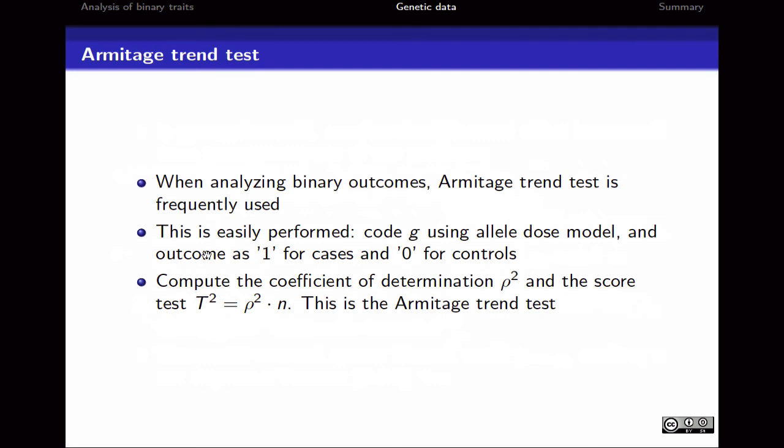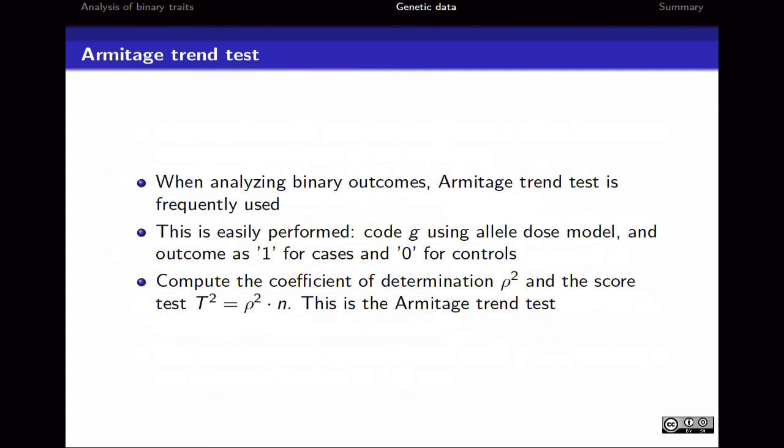What is worth mentioning as well is a test which is used very frequently in the context of analysis of binary traits in relation to genotypic data, the Armitage trend test. So what it is, it's actually a very simple thing. What you do, you code your genotype using the allele dose model. So you have 0 for AA, 1 for AB, and 2 for BB, and your outcome is coded as 1 and 0, 1 for cases, 0 for controls.